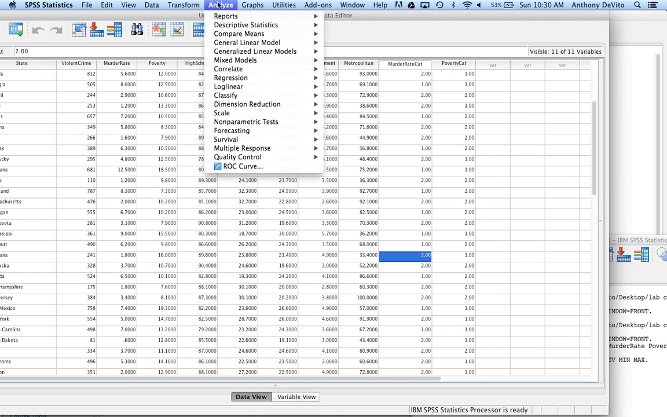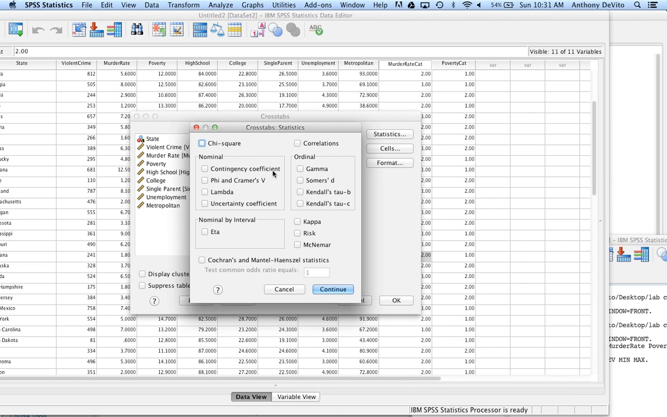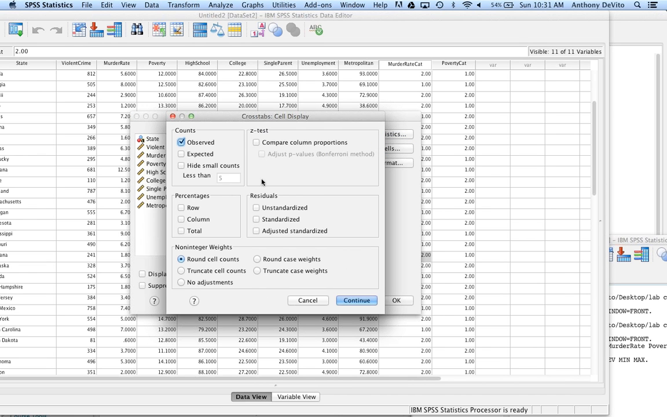Now, if I'm going to analyze this, let's see what I want to do here. It's categorical now, so I'm going to do crosstabs. In the rows, I'm going to put my new categories: poverty level in the rows, the exposure, and the murder rate in the outcome. I'm going to tell it to calculate my chi-square value, my observed and expected values, and my percentages by rows.